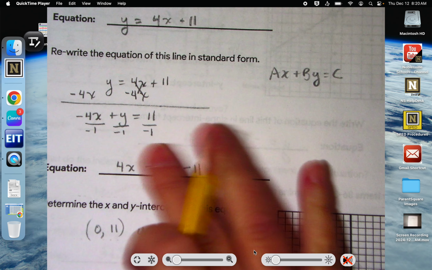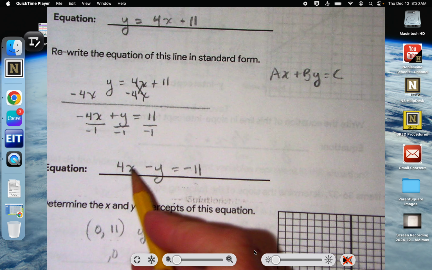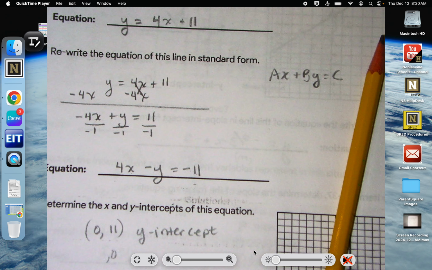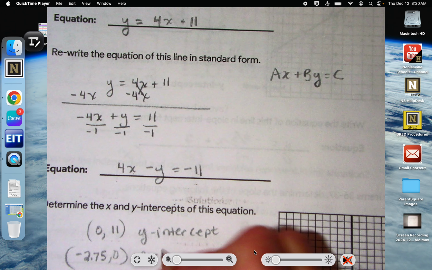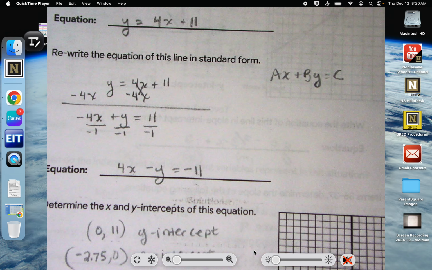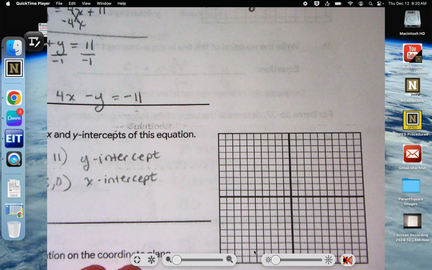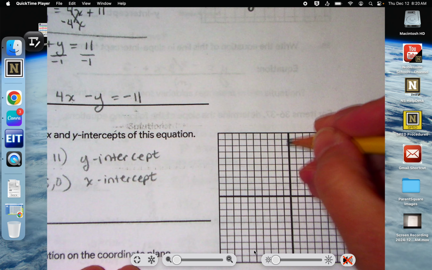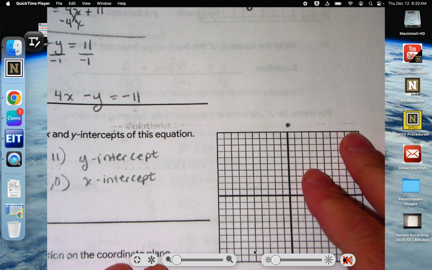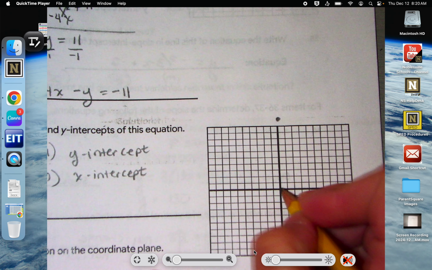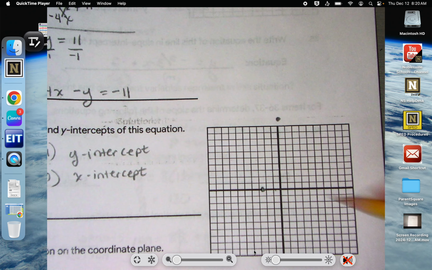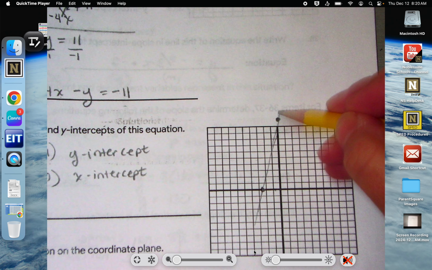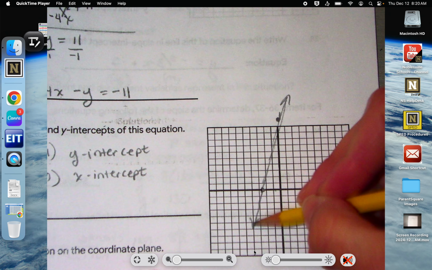Okay, and then if y is 0, 4 times what gives me negative 11? Well, I'm going to do negative 11 divided by 4, and I'm going to get negative 2.75. This would be my x-intercept. So when I graph these, it's not going to be pretty. So 11 is actually going to be above the graph there. Cool. And then for my x-intercept, negative 2.75, 0. So those would be my x and y intercepts. Again, not pretty, but it'll do.